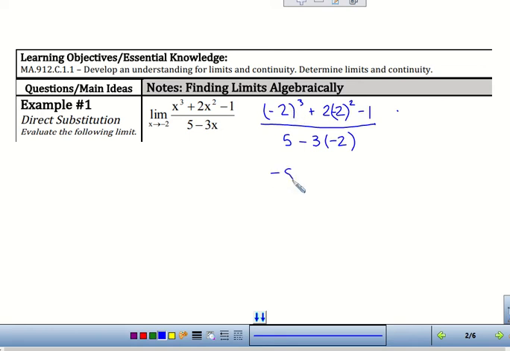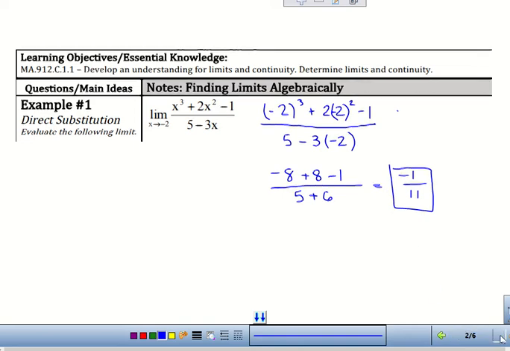So this is going to come out to be negative 8 plus 8 minus 1 over 11, right? So negative 1 over 11. So you all know how to do this. We've been doing this for the last few days, right? This is direct substitution. So sometimes limits are nice and easy. You direct substitute, you get the value, the evaluated amount, and this is your limit. And that's nice, but that doesn't always work out so nicely. So we're going to talk about those situations where it doesn't always work that nicely.